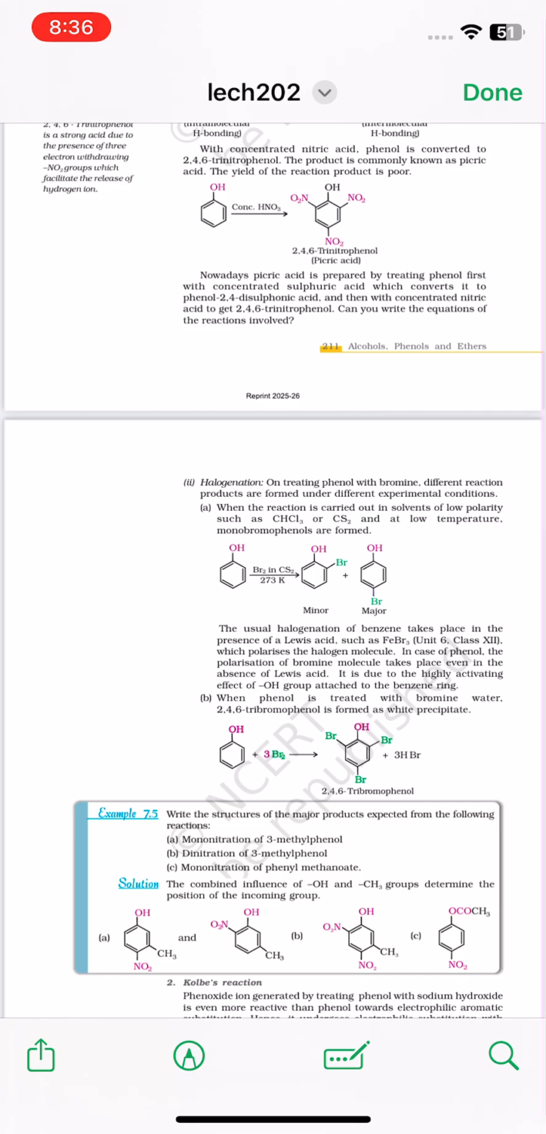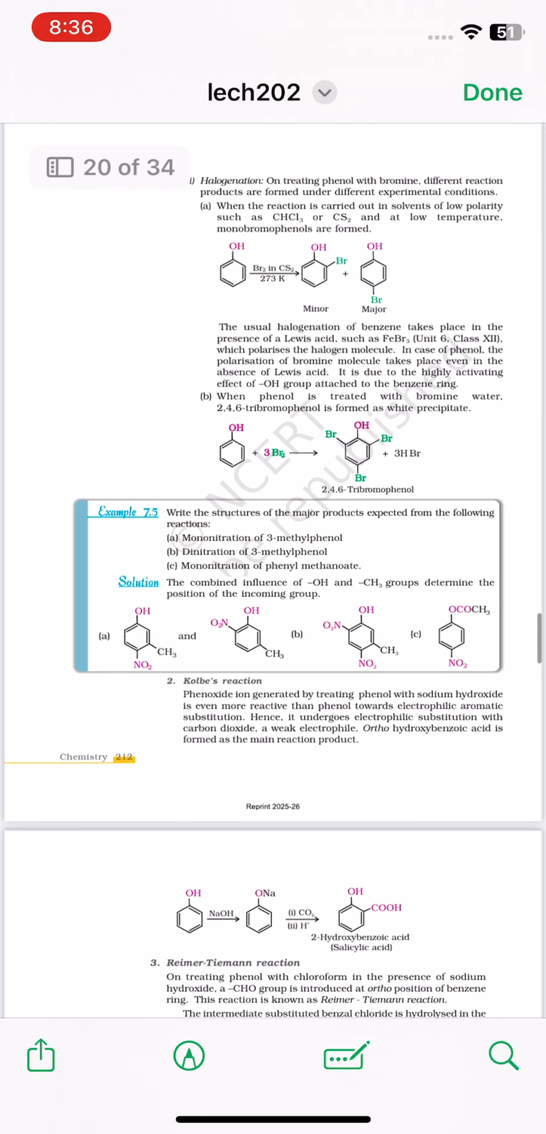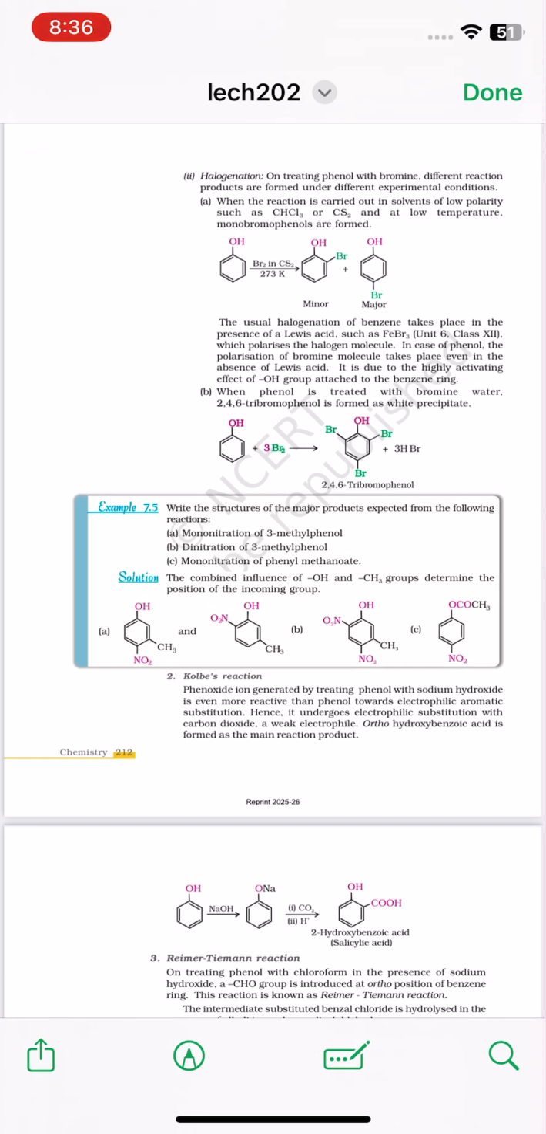Second, halogenation. On treating phenol with bromine, different reaction products are formed under different experimental conditions. A. When the reaction is carried out in solvents of low polarity such as CHCl3 or CS2 at low temperature, monobromophenols are formed. The usual halogenation of benzene takes place in the presence of a Lewis acid such as FeBr3, which polarizes the halogen molecule. In the case of phenols, the polarization of bromine molecules takes place even in the absence of a Lewis acid. It is due to the highly activating effect of the OH group attached to the benzene ring.